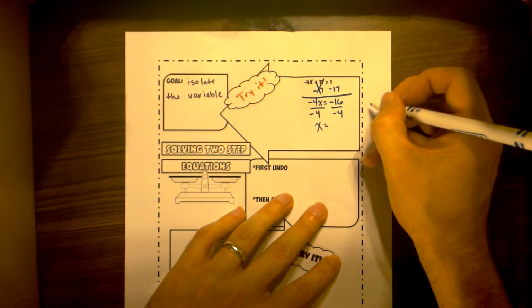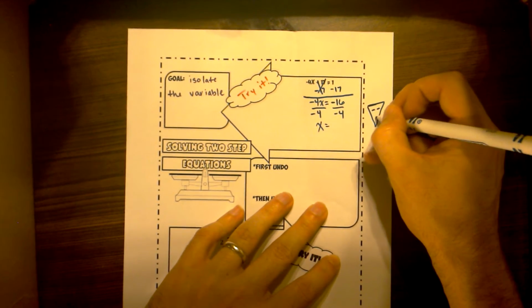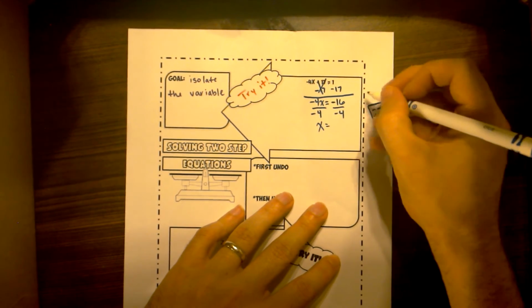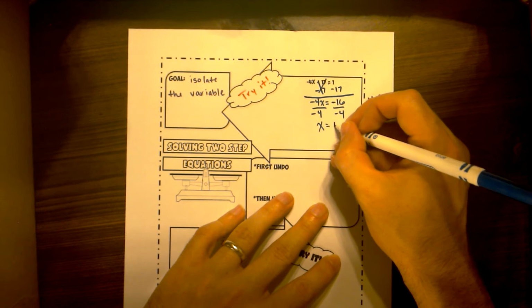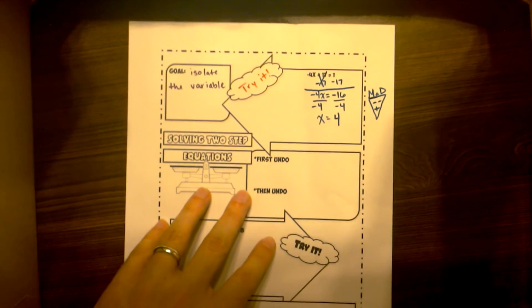And a negative divided by a negative, I'll put that off to the side because this is my doodle notes. A negative divided by a negative will be a positive, according to multiplication and division rules. And so that's going to be a positive 4. X equals positive 4. So let's take a look.